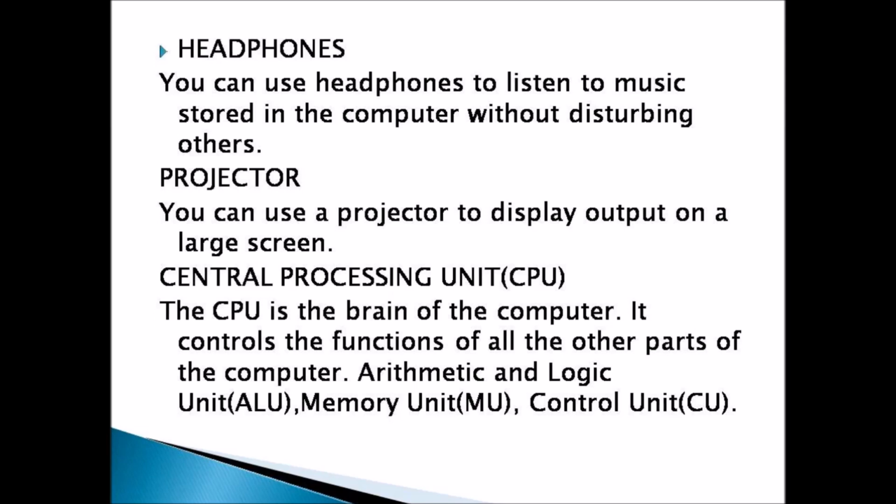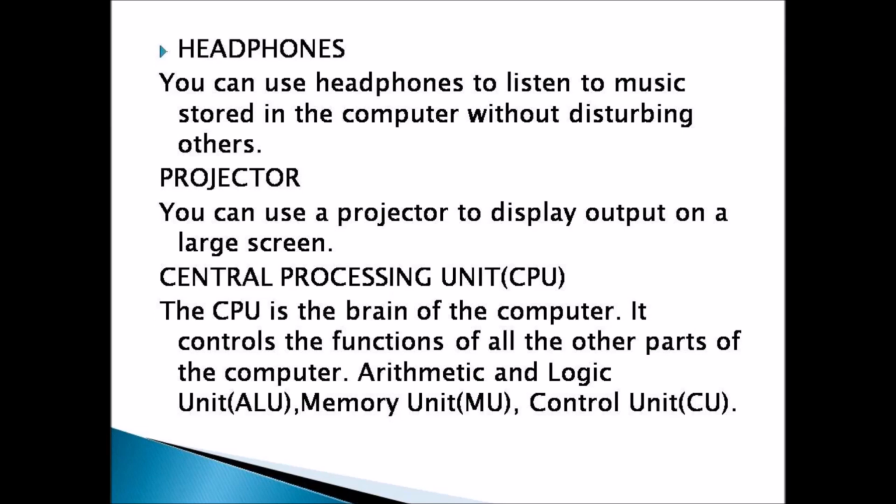The next topic is, children, central processing unit. What is it? Central processing unit, CPU. CPU is the brain of the computer, because all the things that we are doing in the computer are mainly processed in the CPU. So we call it the central processing unit. It controls the functions of all the other parts of the computer. It processes the input data according to the instructions given to produce the output.